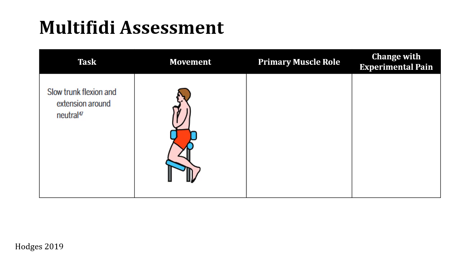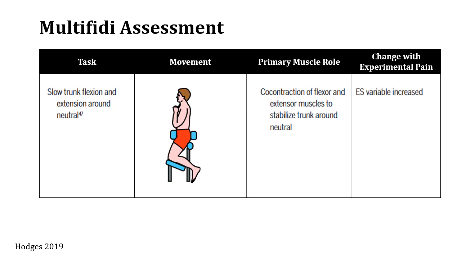A classic study that was done by Hodges had slow trunk flexion and extension around neutral, where they look at the healthy individual that has a co-contraction of the flexor and extensor muscles to stabilize the trunk around neutral. However, there's a variable increase in unpredictability with the presence of pain. Thus, the anticipatory and the reflexive stabilization of the lumbopelvic complex is otherwise compromised.